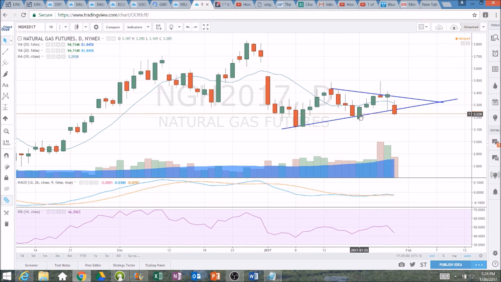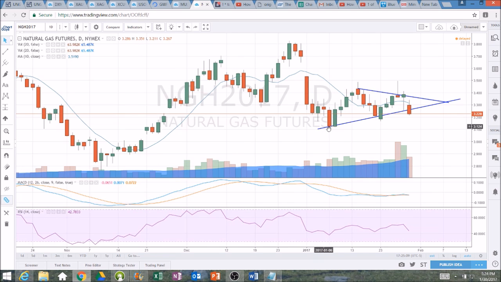If we see a break of 3169, the next support we're looking at is 311, and that's a pretty important must-hold level. If 311 breaks, we're looking down at 3065 and then $3 psychological. So bears in full control.